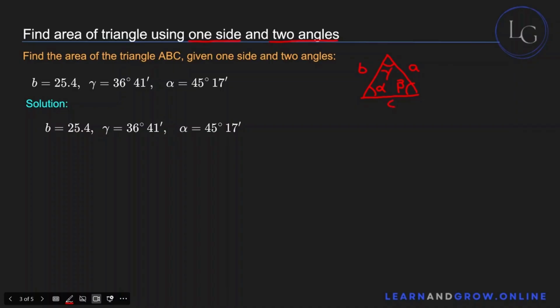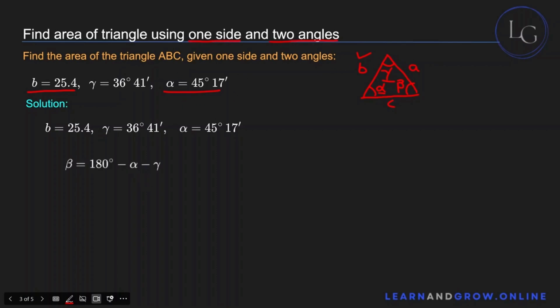Okay, standard triangle. Now it says that the side b is given to you, right? And the angle alpha is given to you. So this side b is given to you, this angle alpha is given to you, and this angle gamma is given to you, right? So you need to find the area of this triangle.